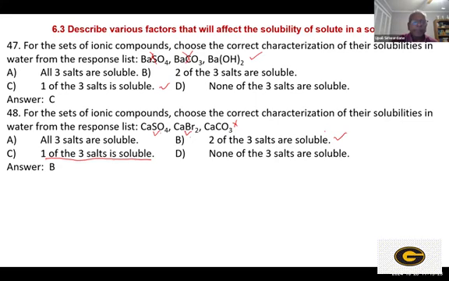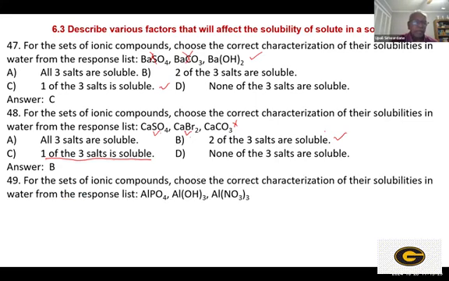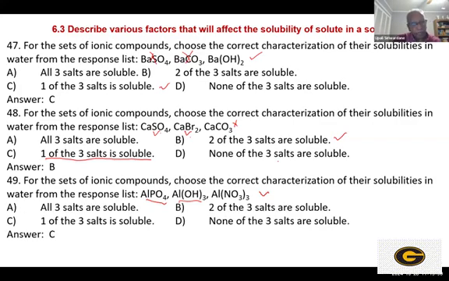For the set of ionic compounds, choose the correct characterization of their solubility in water. This is not soluble, phosphates are not soluble, this is not soluble, this is soluble. 1 out of 3. C.